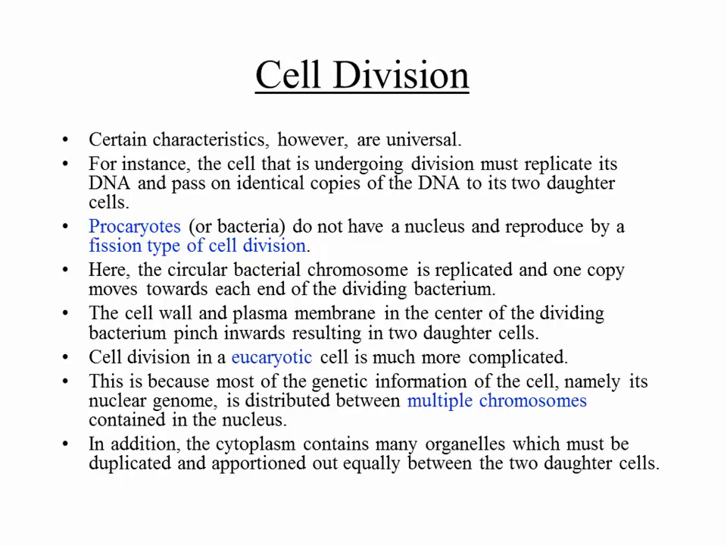So for eukaryotic cells, besides nuclear division, the cytoplasm also contains many organelles which must be duplicated. Like you have the mitochondria, the chloroplast, peroxisomes and so on. There are lots of different organelles that have to be duplicated and properly partitioned between the two daughter cells at cell division. So that's why eukaryotic cell division is a lot more complex.